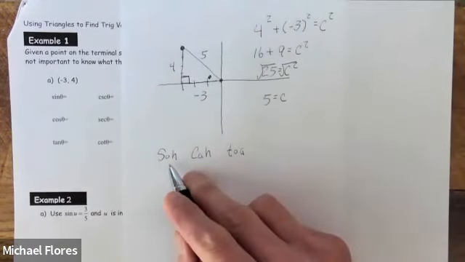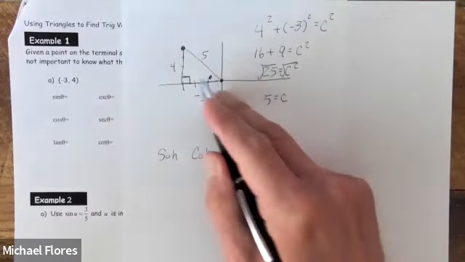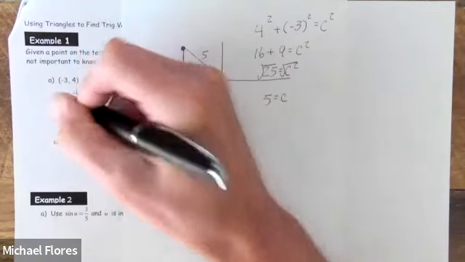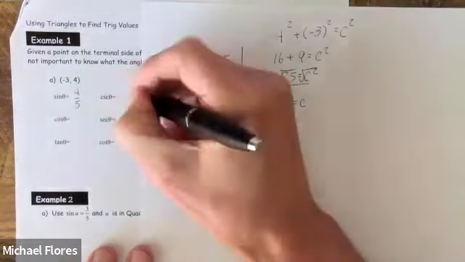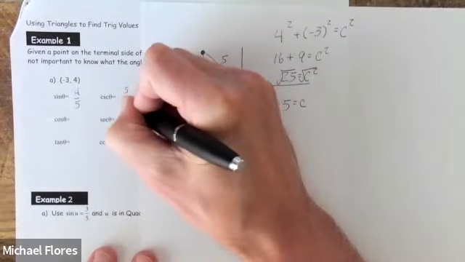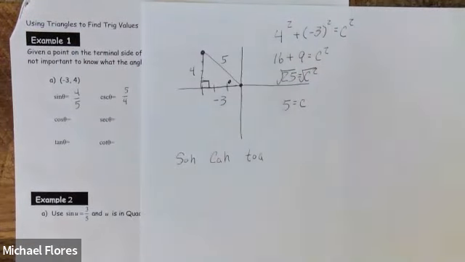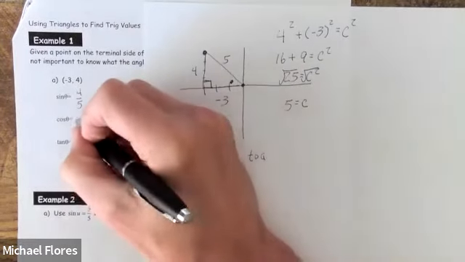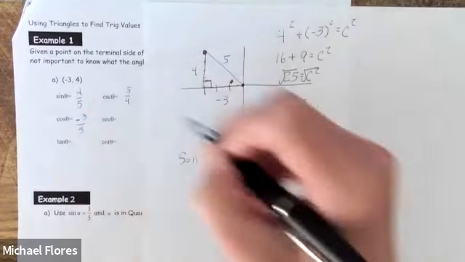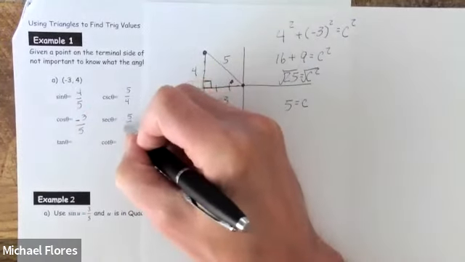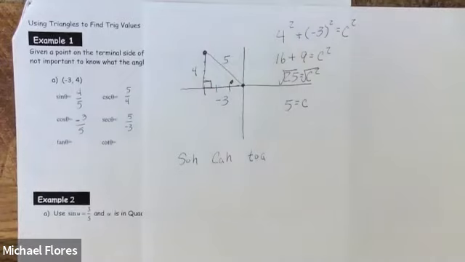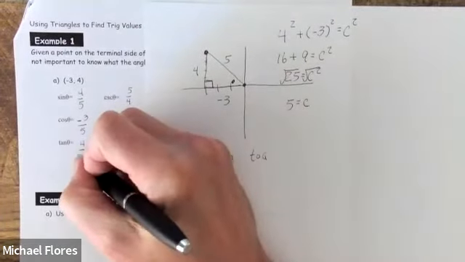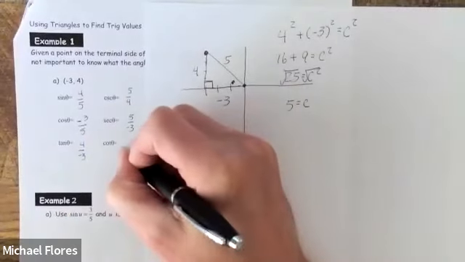So if sine is opposite over hypotenuse, sine of theta would be 4 over 5. Cosecant of theta would be 5 over 4. Cosine of theta, adjacent over hypotenuse, -3 over 5. Secant of theta, 5 over -3. Tangent of theta, opposite over adjacent, cotangent of theta.